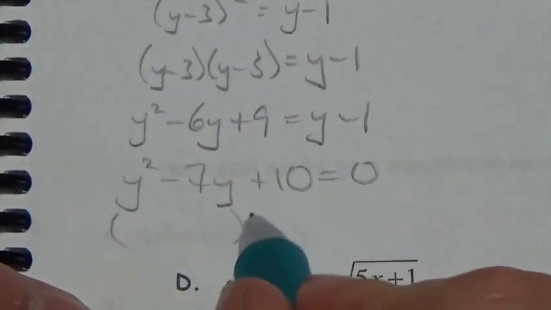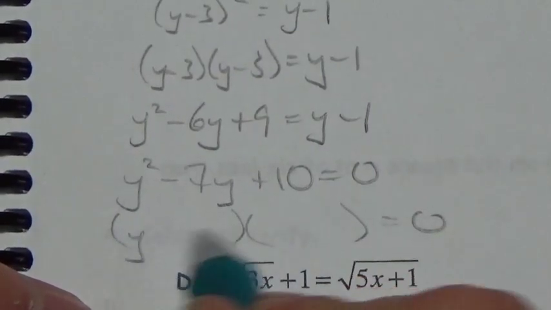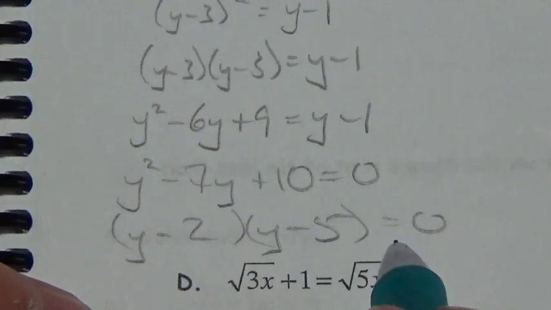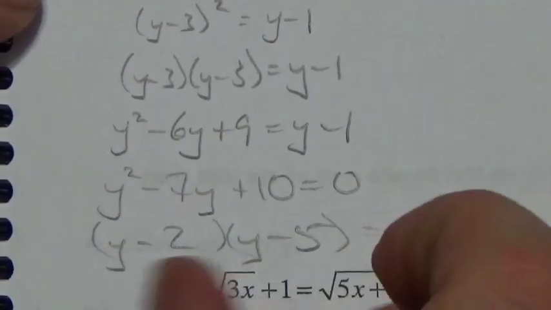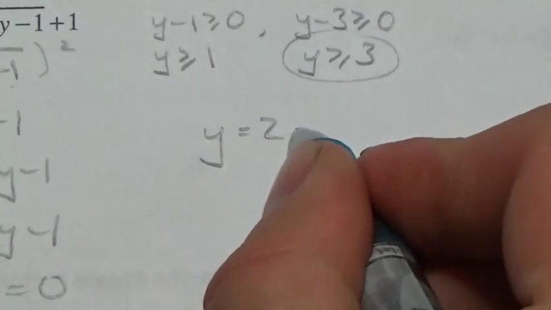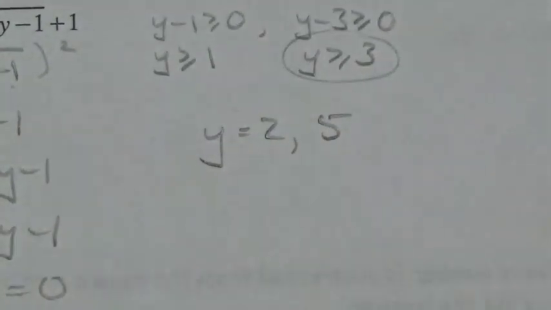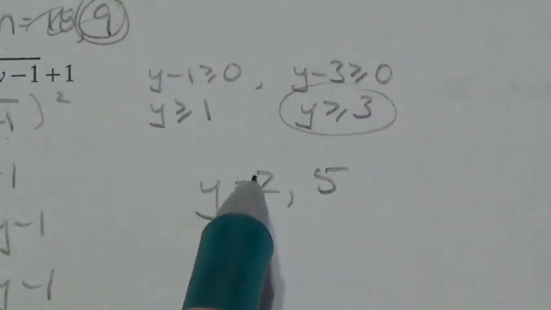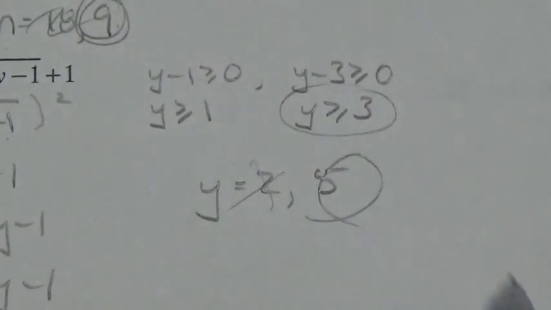And when I factor that, I will get y minus 2, y minus 5 is equal to 0. And look at that, that gives me two answers here. y has either got to be equal to positive 2 or 5. But we just saw that y has to be greater than or equal to 3. So it can't be 2. The answer's got to be 5.